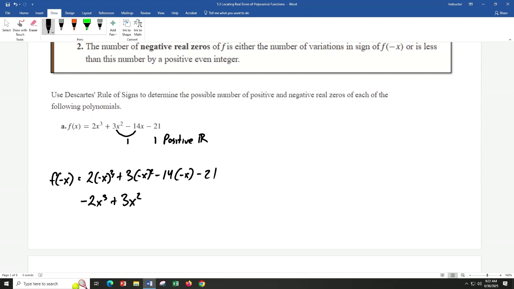What's going to happen to the 14? Is it going to go positive or going to stay negative? Yeah, it's going to go positive. And then we got minus 21. There you go. Now do it again. Now we're testing signs again. Notice on this first part here, hey, sign change, isn't it? And then no sign change between 3x and 14. But then what happens at the very end? I got another sign change.